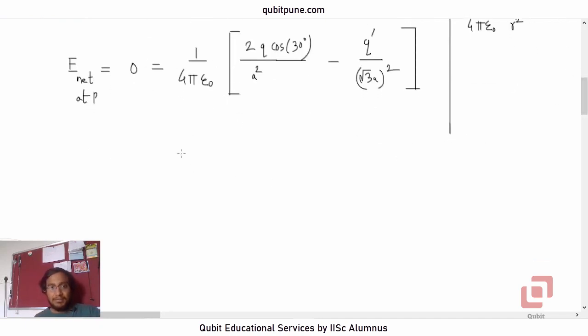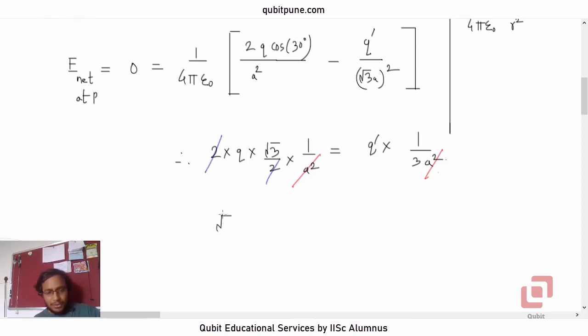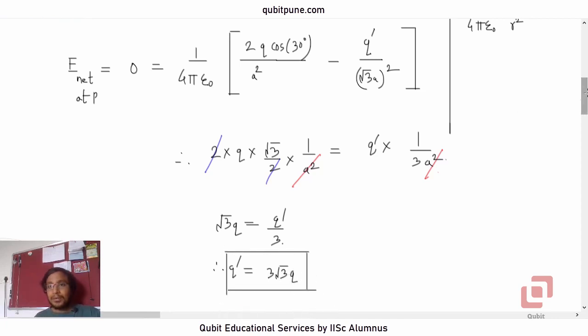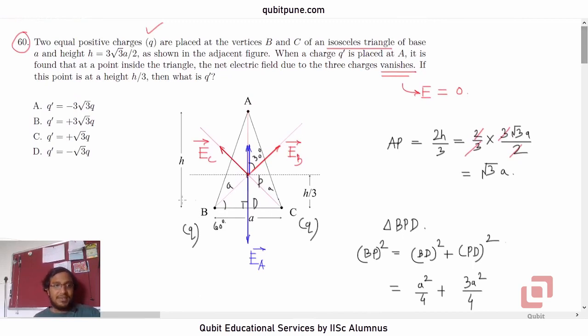So let's simplify this now. 2 into q into cos 30, root 3 by 2, into 1 upon a squared must be equal to q prime into 1 upon 3a squared. Let's carefully cancel the terms. a squared will go. 2 will go. So root 3 q is equal to q prime by 3. Therefore q prime must be 3 root 3 q. Do we have that option? Yes, that option is B.